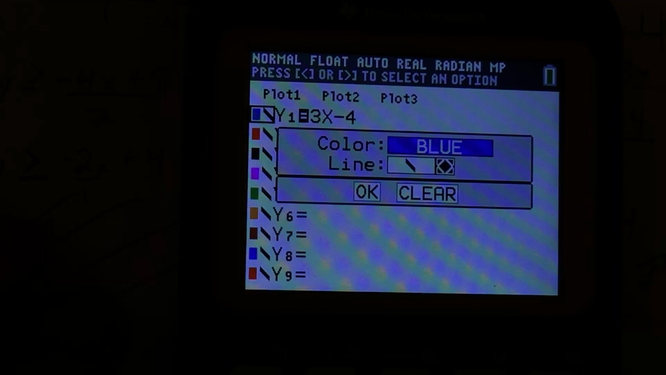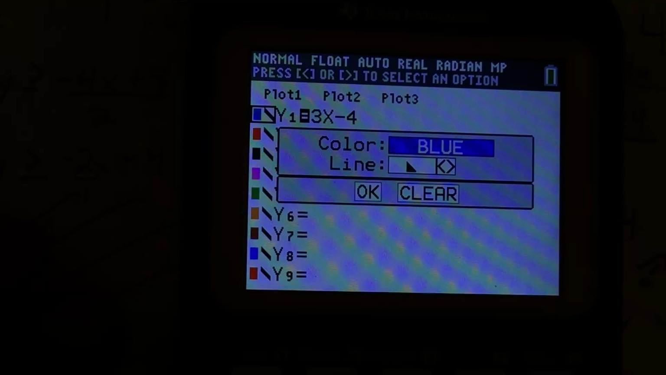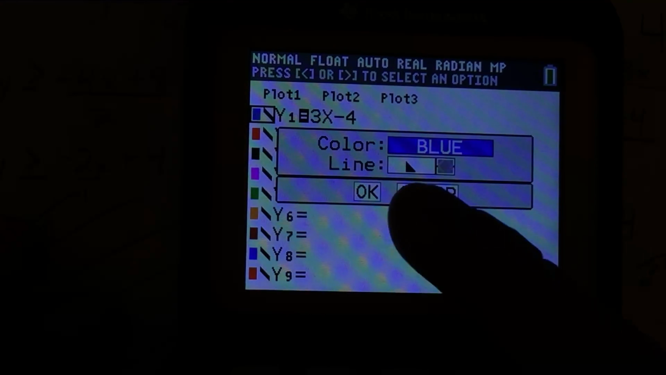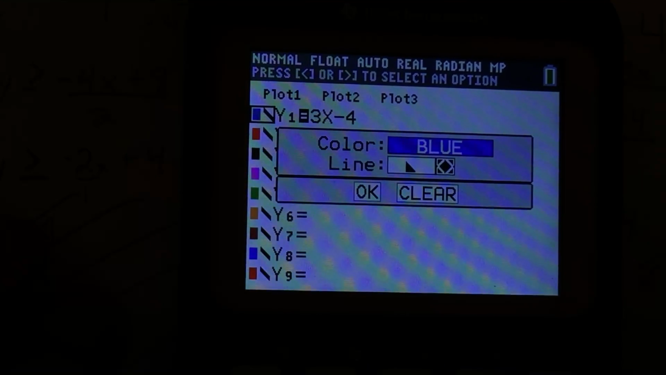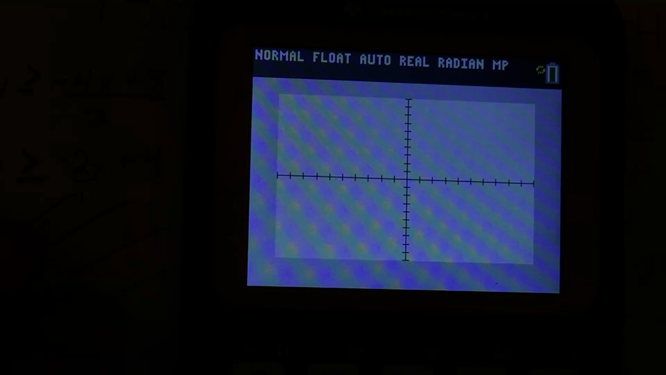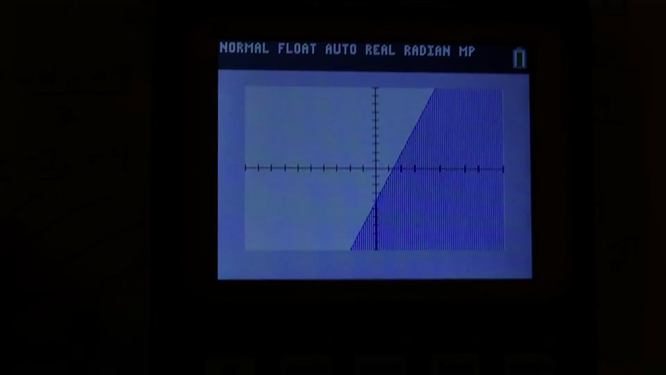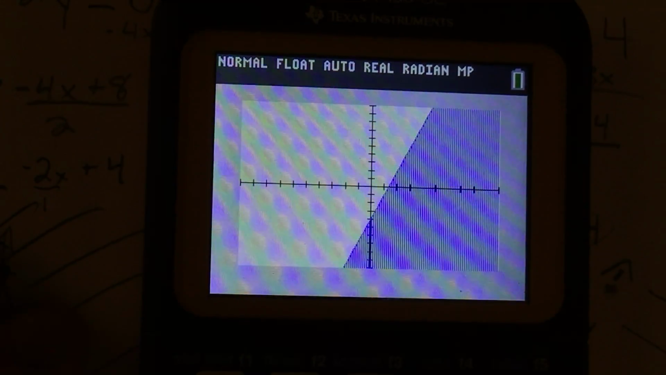Well, if you recall, our inequality was less than 3x. Whenever it's less than, you shade below the line. So I'm going to choose, it's a triangle that looks like it's on the bottom half. See how that triangle's on the top half? We don't want that. We're going to have a triangle on the bottom half. Then I'm going to come down here to OK. And I'm going to graph this line. Oh man, isn't that sweet? It's just like our graph that we did together.